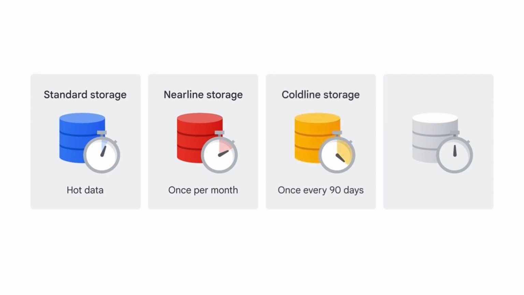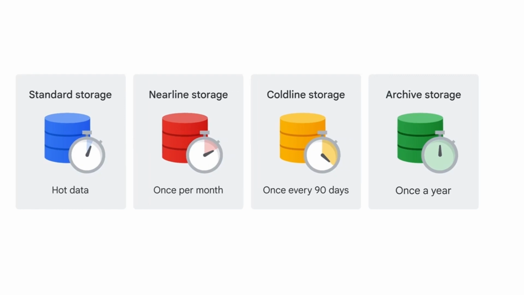The third storage class is coldline storage. This is also a low-cost option for storing infrequently accessed data. However, as compared to nearline storage, coldline storage is meant for reading or modifying data at most once every 90 days. The fourth storage class is archival storage. This is the lowest cost option, used ideally for data archiving, online backup, and disaster recovery. It's the best choice for data that you plan to access less than once a year because it has higher costs for data access and operations and a 365-day minimum storage duration.